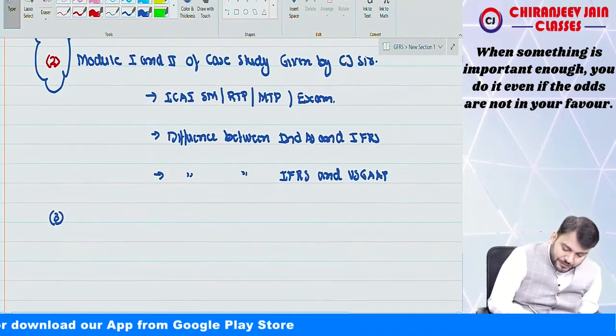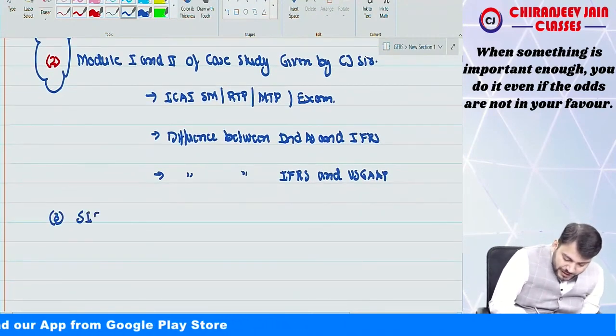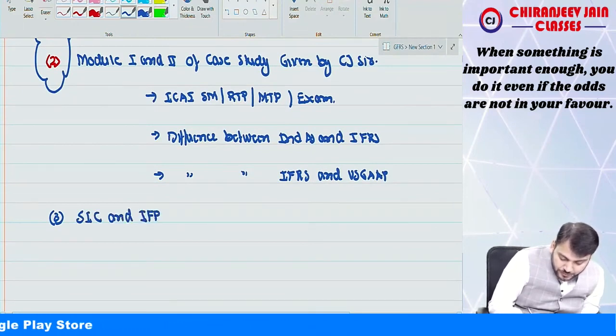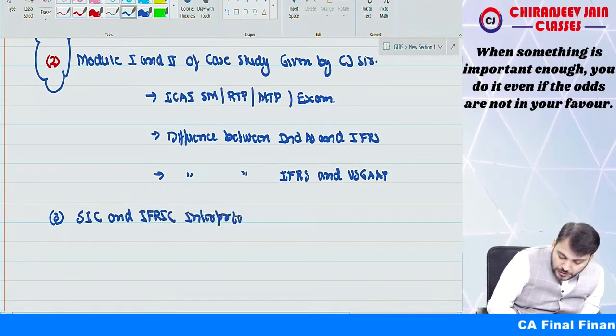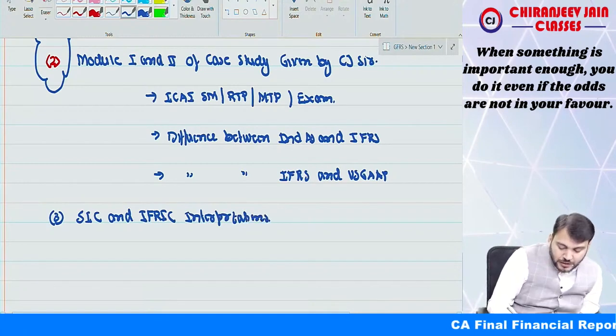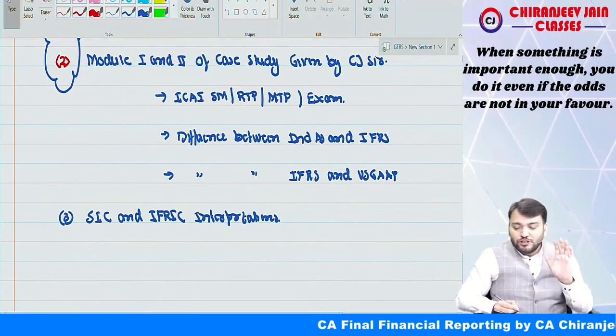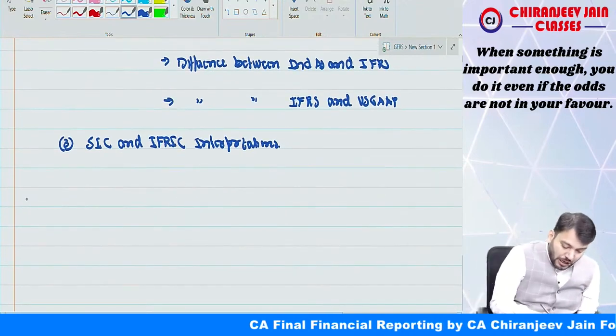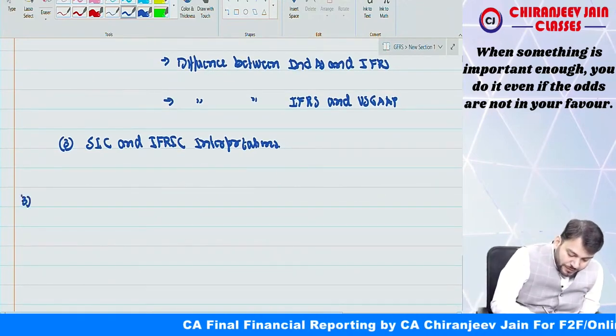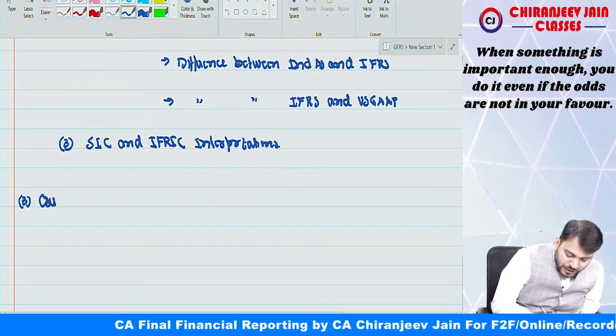Correct. Then you can write down point number 3. You should also carry SIC and IFRIC interpretations. Understood? Yes, sir, we have understood. Books you have understood? Yes, sir. Now, third point, question paper.